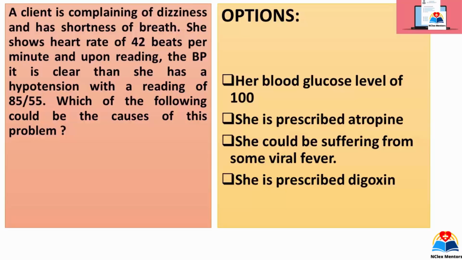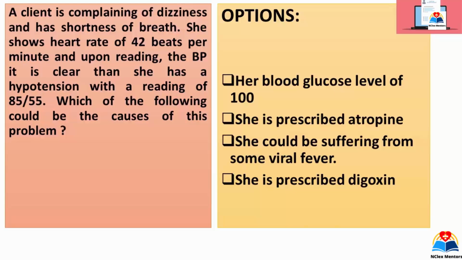All right, let me reveal the answer to you. The correct answer to this question is the last option, that is, she is prescribed digoxin. We learned that certain drugs such as digoxin cause bradycardia, and all the symptoms that she is showing, such as dizziness, shortness of breath, and hypotension, are symptoms of bradycardia.